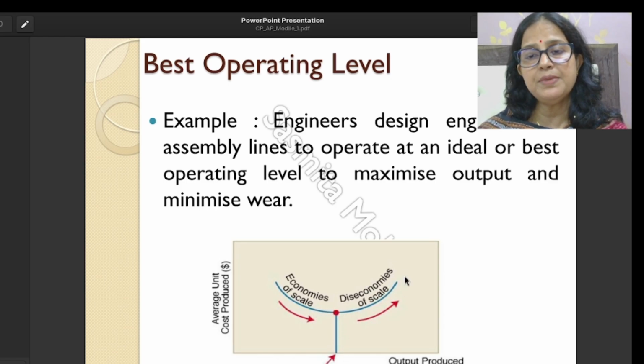But after the best operating level, the machine needs maintenance. We have to spend money on wear and tear, spend money on overtime for the workers, or maybe there is difficulty in material handling and material management. So a lot of issues and problems arise. That's why we achieve the diseconomies of scale.